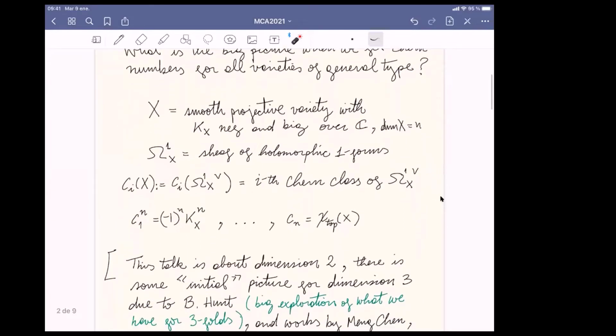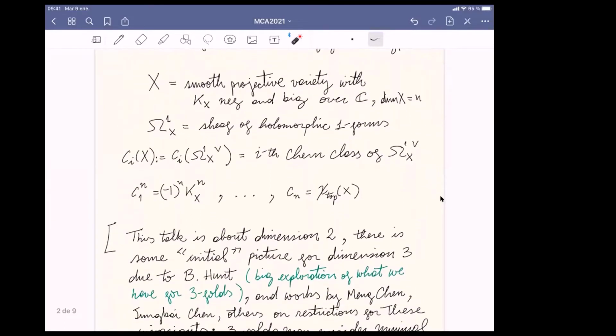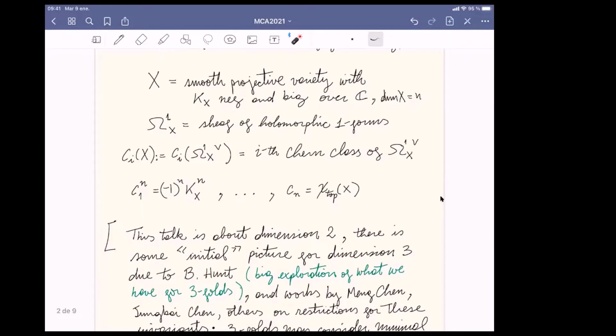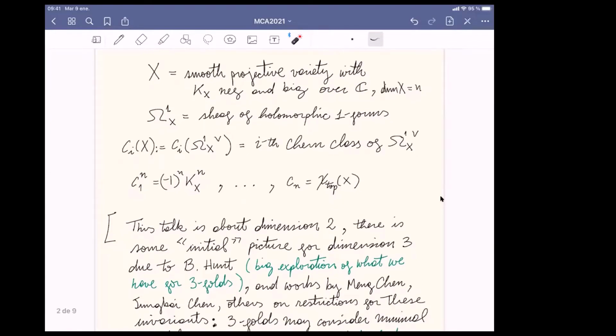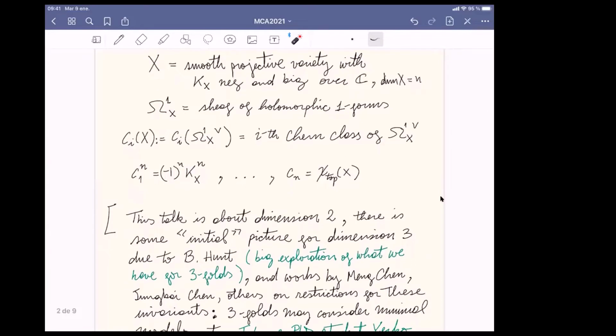Okay, so this is the parenthesis before going to surfaces. So this talk is about dimension 2. There is some initial picture for dimension 3, and you can check a very nice paper that surveys dimension 2 and 3 by Bruce Hunt, which is like a big exploration of what we know, what we have for threefolds, and not much progress after that, I think, we have made. But also you have a lot of works by Meng Chen, Yungai Chen, others, like Heikon also, I think this is there, on restrictions for these invariants, for Chern numbers, for threefolds.